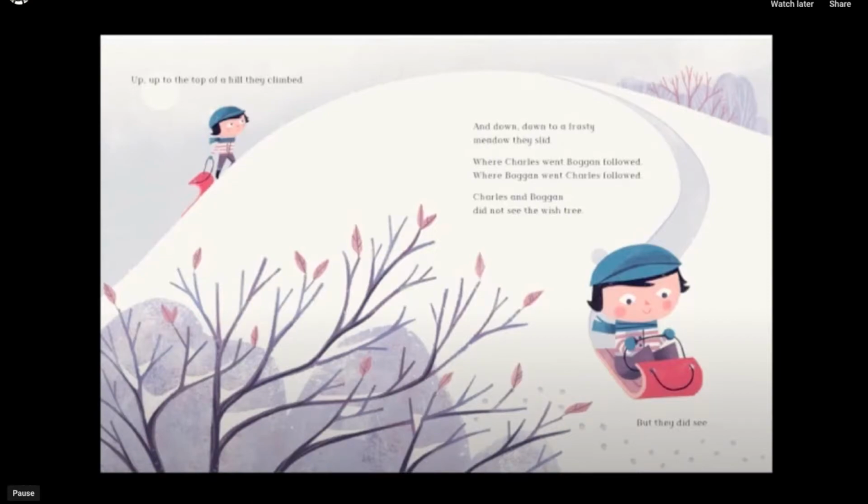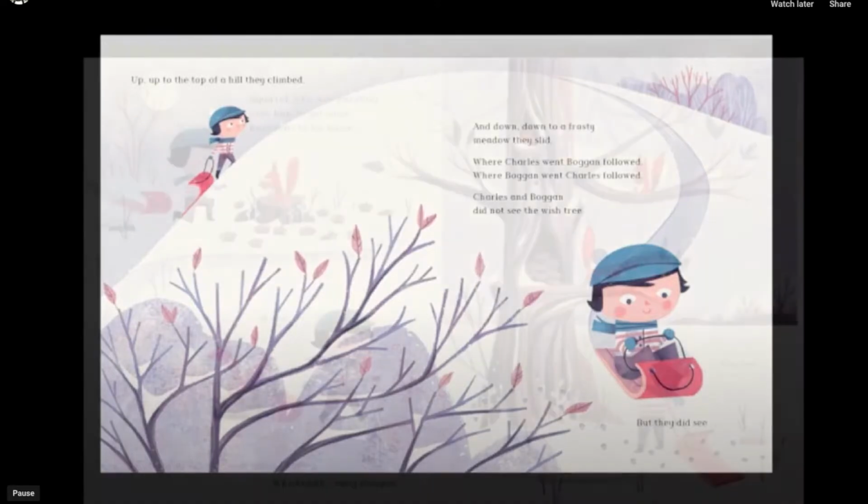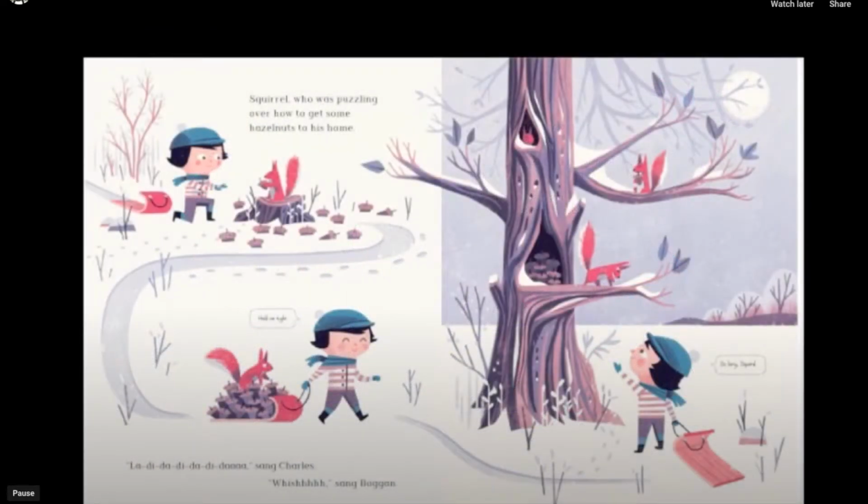But they did see Squirrel, who was puzzling over how to get some hazelnuts to his home. La-di-da-di-da-di-da, sang Charles. Wish, sang Boggin.